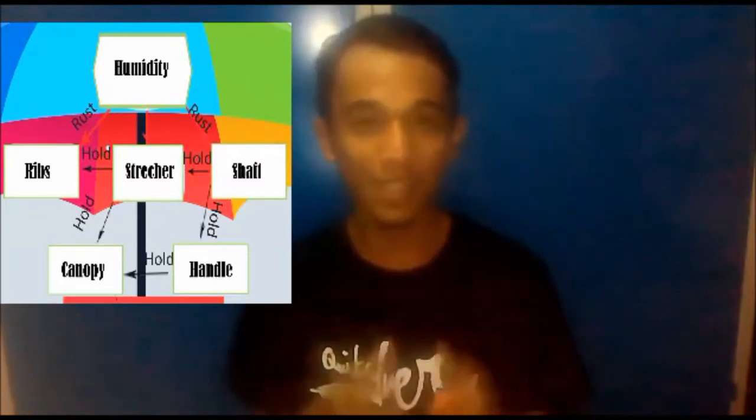Okay, now I will present about humidity. What is humidity, guys? Humidity is a humid condition, or moistness, or dampness. This condition contains water vapor, and the water vapor will make the metal rust in the long term. So this humidity condition will cause the shaft, stretcher, and ribs to rust in the long term. When this happens, it will cause the umbrella to break.